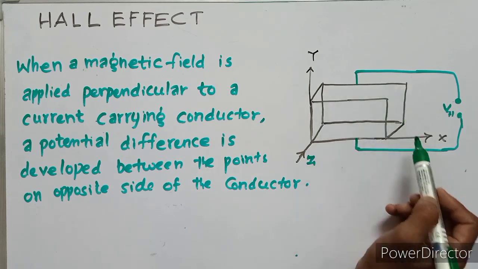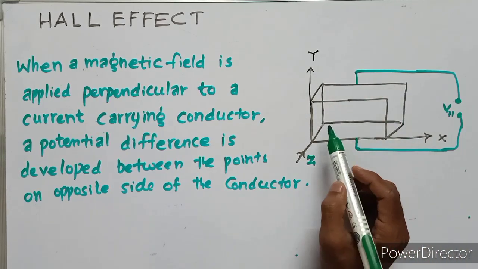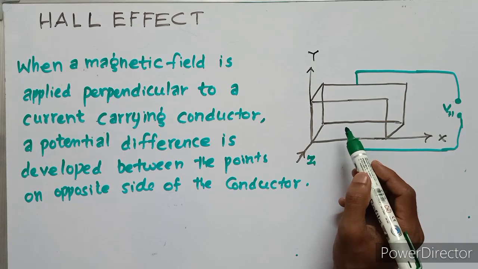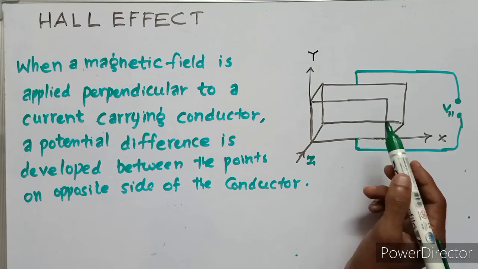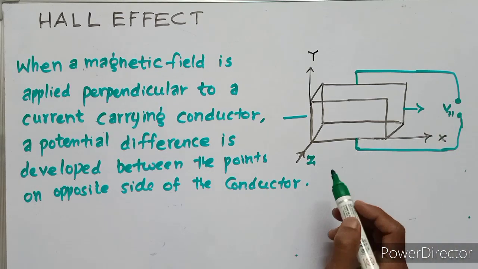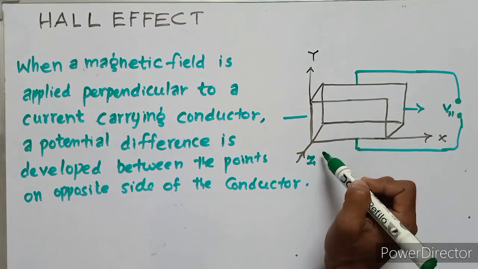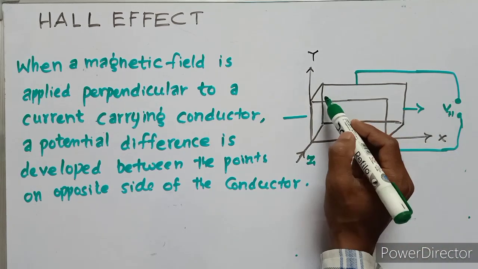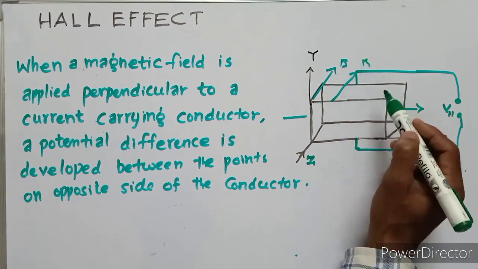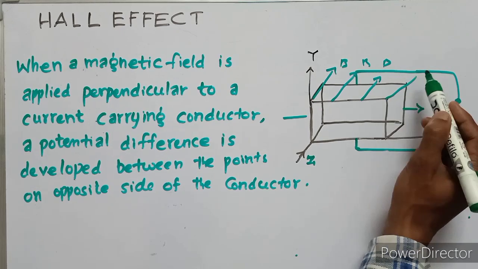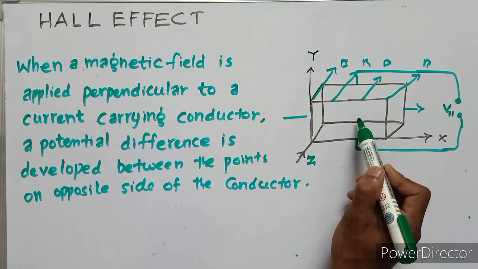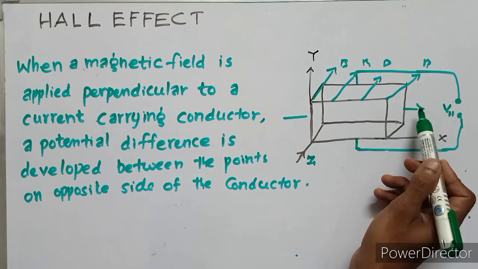Okay, this is the current carrying conductor. The current flows in this current carrying conductor in this direction, x direction. But we applied the magnetic field perpendicular to the electric field. This is the magnetic field B. So the magnetic field is applied on the current carrying conductor perpendicular to the flow of the current.